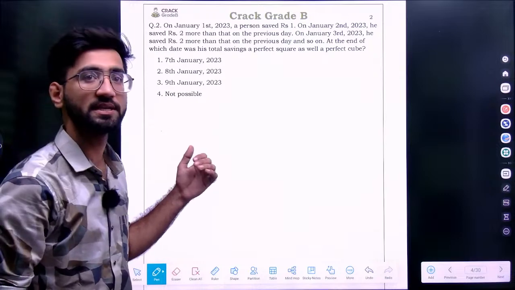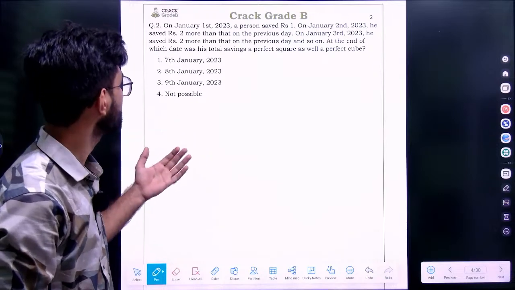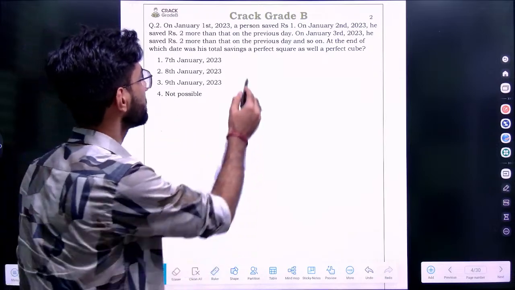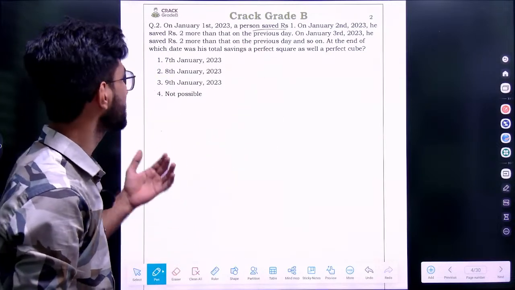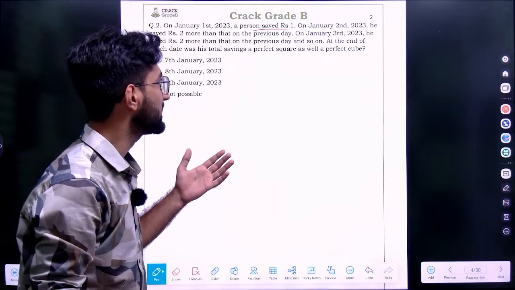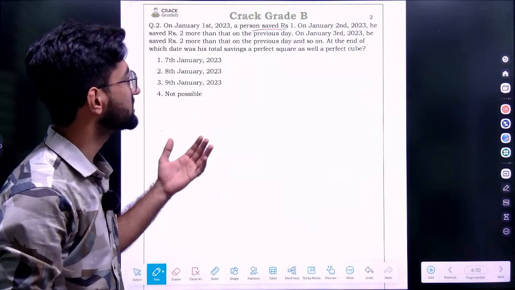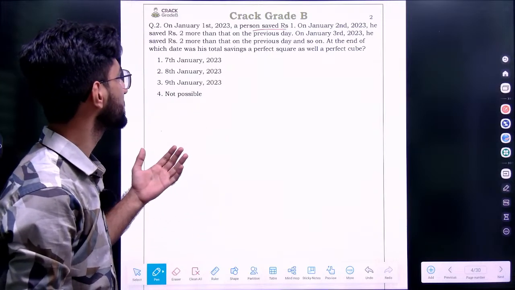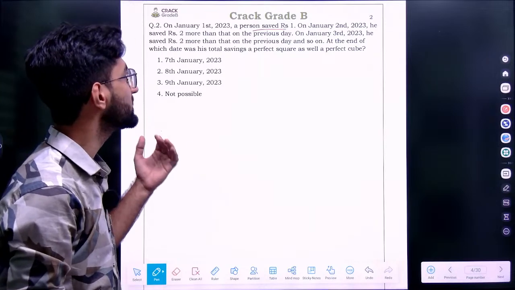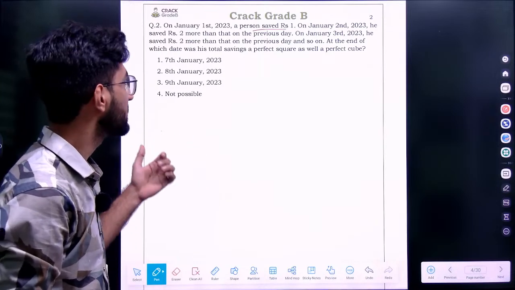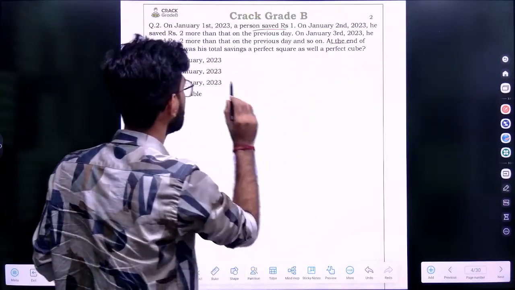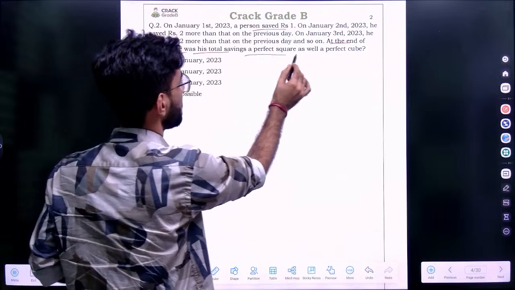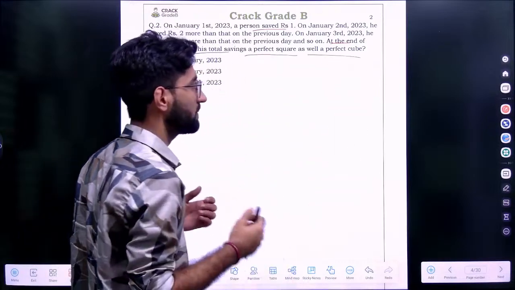Now the question is, on January 1st, 2023, a person saved rupees 1. On January 2nd, 2023, he saved rupees 2 more than that on the previous day. On January 3rd, 2023, he saved rupees 2 more than that on the previous day, and so on. At the end of which date was his total savings a perfect square as well as perfect cube? You have to find this.